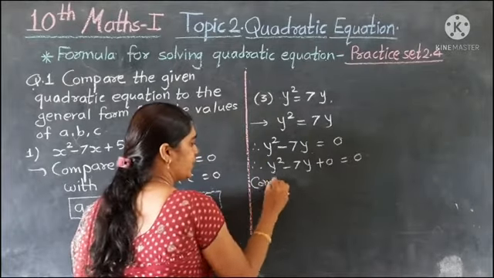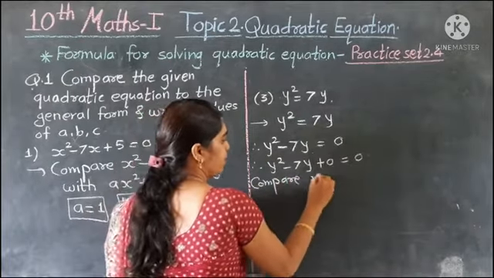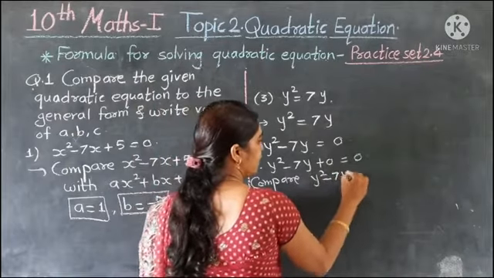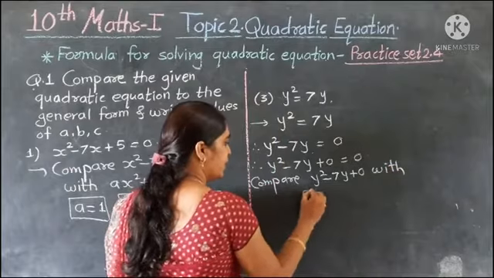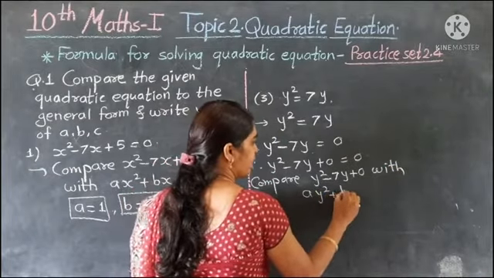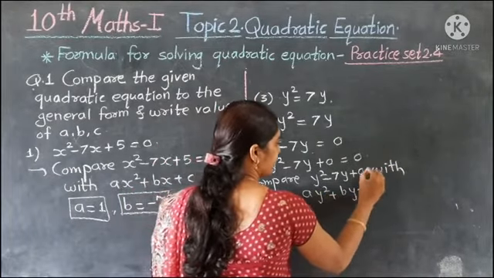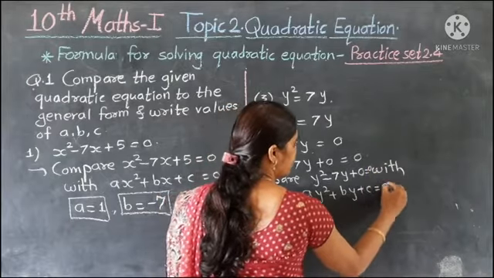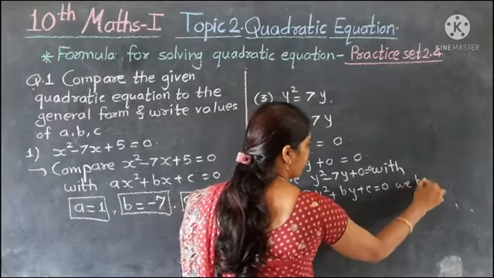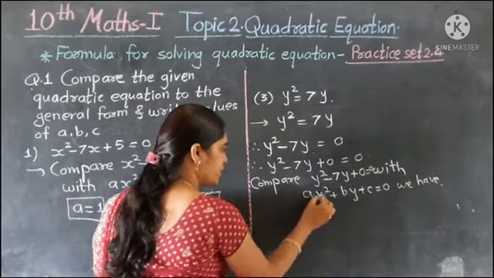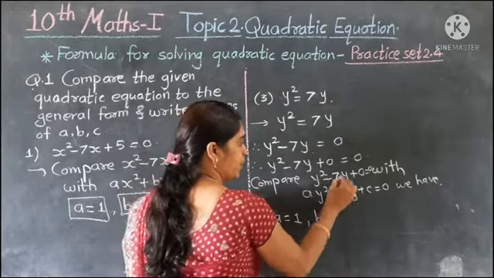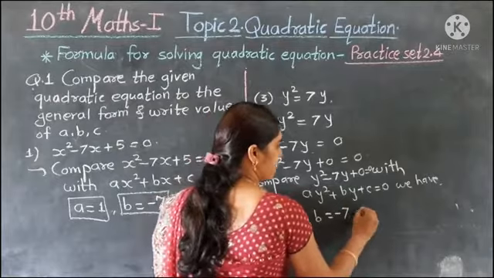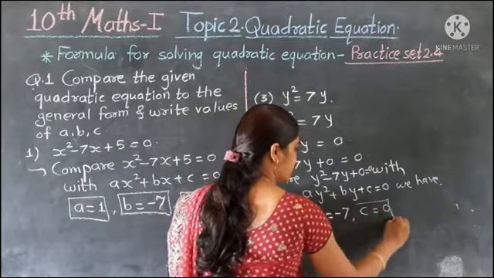Now compare y square minus 7y plus 0 with ay square plus by plus c is equal to 0. What do we get? The value of a is 1, the value of b is minus 7 and the value of c is 0.